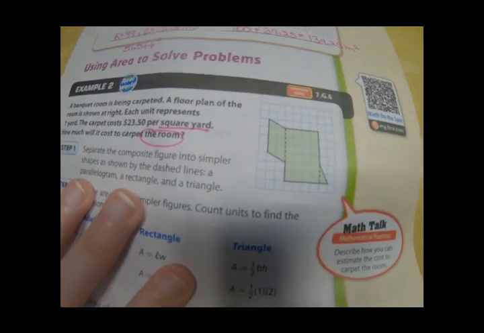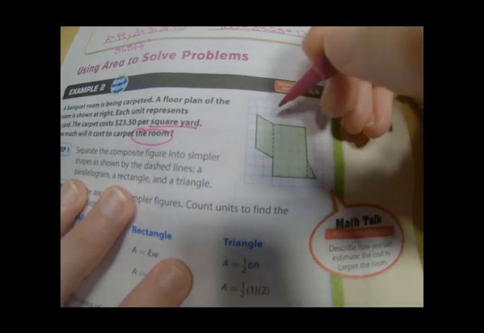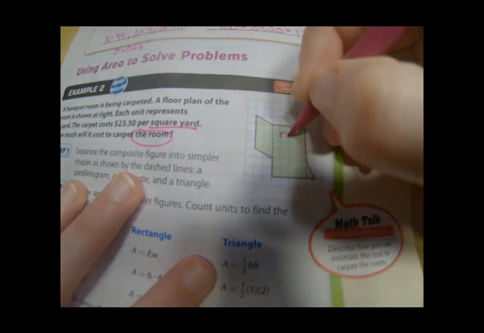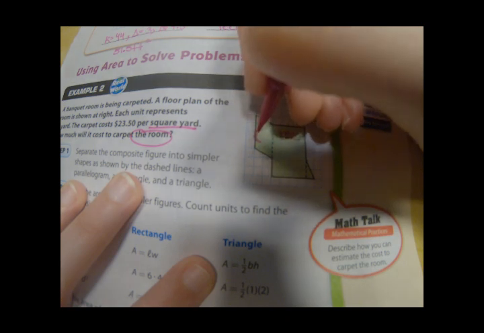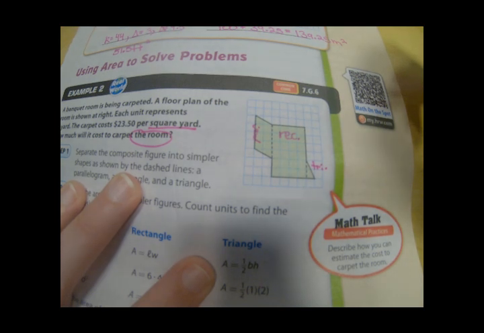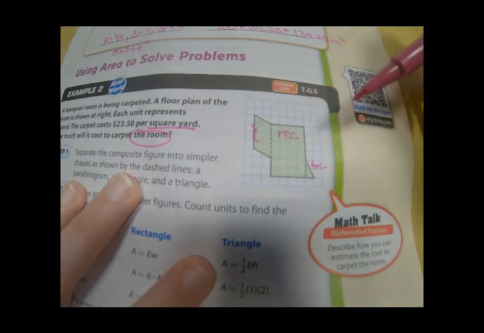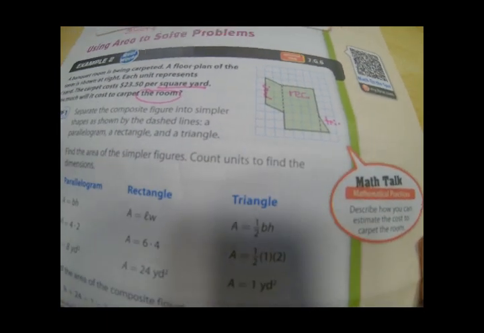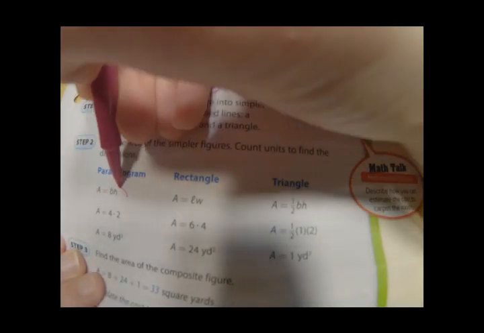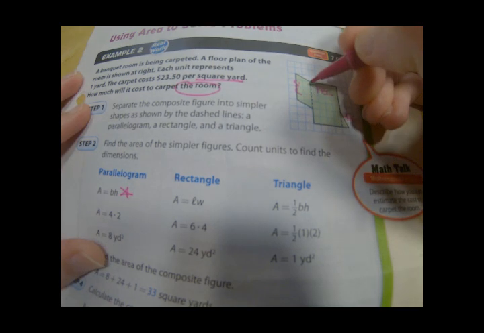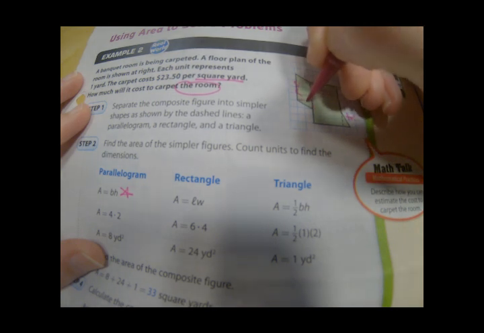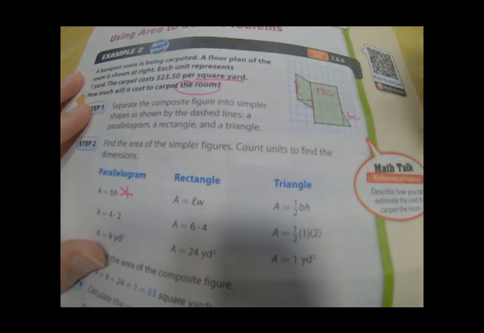So, again, I'm working with a composite figure. I need to break that composite figure like it did for me into manageable pieces. In this case, it made a rectangle, it gave me a parallelogram, and it gave me a triangle. And now I'm able to use what I know about parallelograms, rectangles, and triangles to actually solve this problem. The area of a parallelogram is base times height. In this case, the base is 1, 2, 3, 4 units, and the height is 1, 2 units. So 4 times 2 is 8 yards.